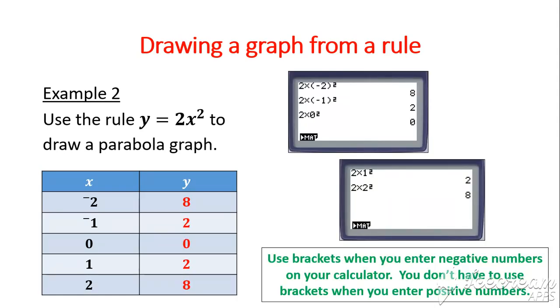Right, let's put these into my calculator. Now for this rule, it is 2 times x squared. So it's 2 times whatever x is, all squared. Just remember when we're doing negative numbers like -2 and -1, we're going to use brackets. So when you put in -2, you go 2 times bracket -2 close bracket and then square it. Same with -1, but when you do 0, 1 and 2, you don't need to use brackets because they are not negative. Right, so the y values that I get are 8, 2, 0, 2, and 8 again.